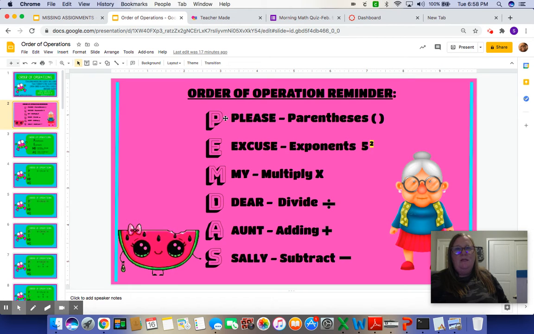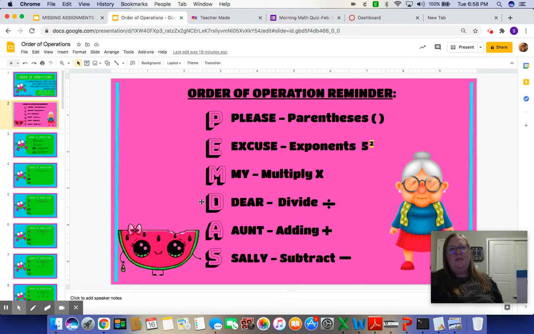So please starts with P, and it's going to remind us that parentheses come first. Then next is the E for excuse, and the E stands for exponents. We really don't use exponents much in third grade, but it will be important to remember that in fourth grade. Next is M, which stands for my, and that reminds us that multiplication comes next, after parentheses and exponents.